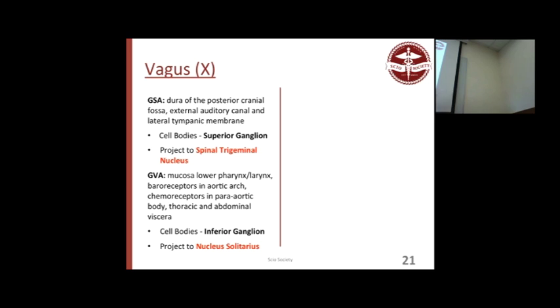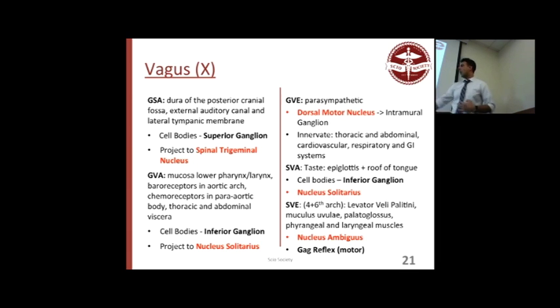GVA, that's going to be your visceral afferent. So again, your baroreceptors, your chemoreceptors. How does your stomach feel today? How does your heart feel today? That's all going to be done by vagus. So it's a little more encompassing than glossopharyngeal. You can read this basically. Mucosa, baroreceptors in the aortic arch, she mentions. Chemoreceptors in the para-aortic body. So it's like the same receptors, but in different places, in the carotid body, carotid sinus. I don't know why she chose a different place in anatomy, we thought. Thoracic and abdominal viscera are going to tell your brain how they feel today. Cell bodies, visceral, inferior ganglion.